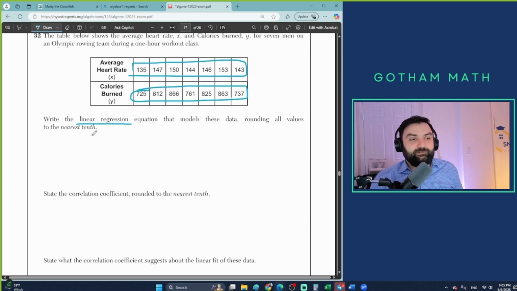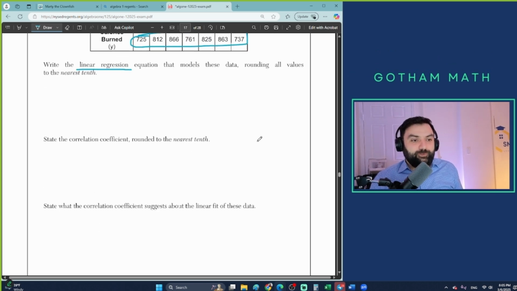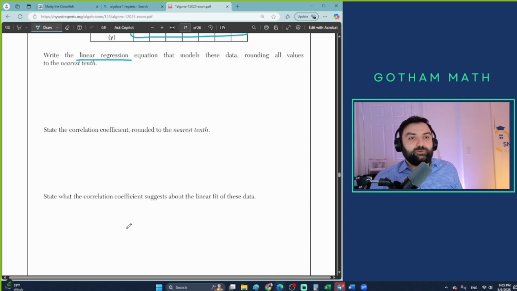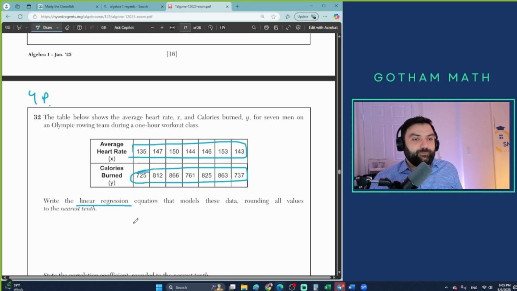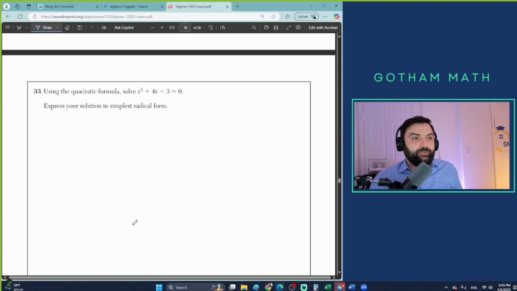They literally tell you what would be the equation, what will be the correlation coefficient, and what is it? State the correlation coefficient, and then determine what the correlation coefficient says about that problem. Okay? So this is a problem that we will do in our live class. All right. We're moving on to number 33.